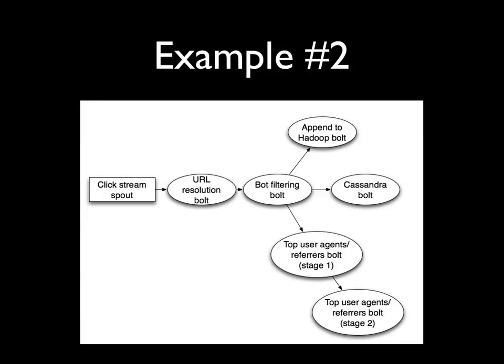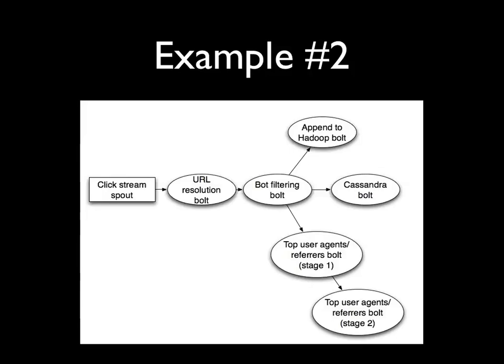So this topology is a little bit more involved. On the left, we have this clickstream spout. It emits a stream of all the clicks happening on Twitter. The way we actually get that data is, for those of you who use Twitter, you'll notice that every tweet is wrapped in this t.co shortener. And so that just lets us know whenever clicks happen on Twitter.